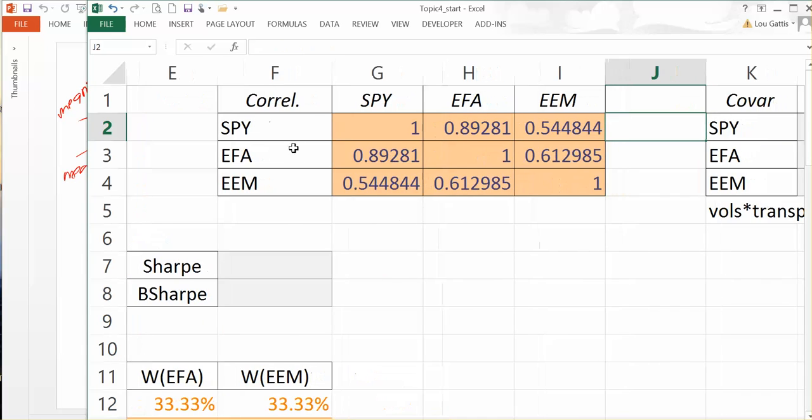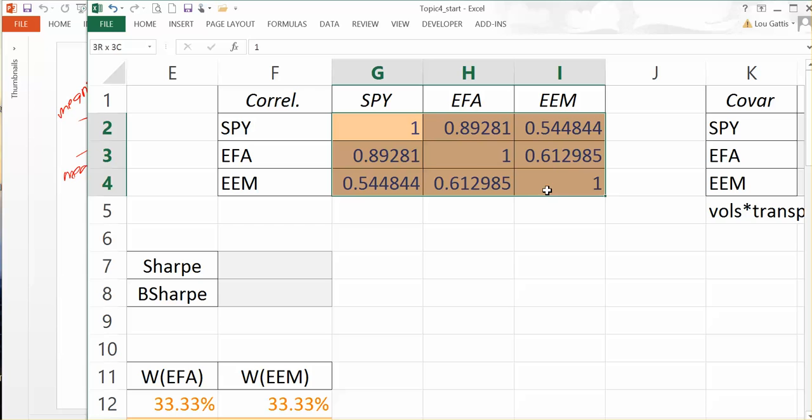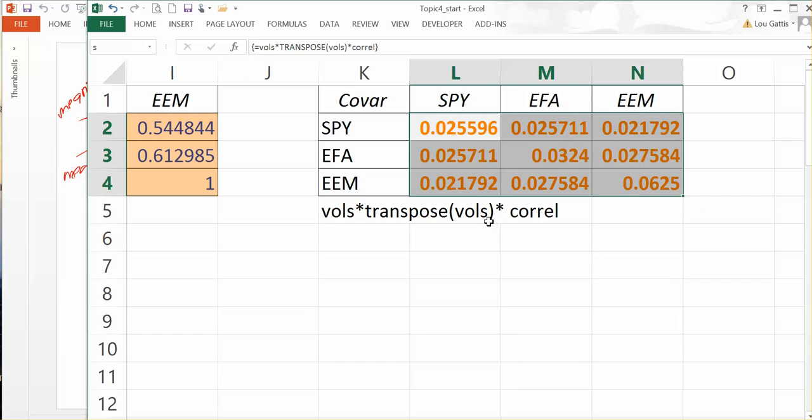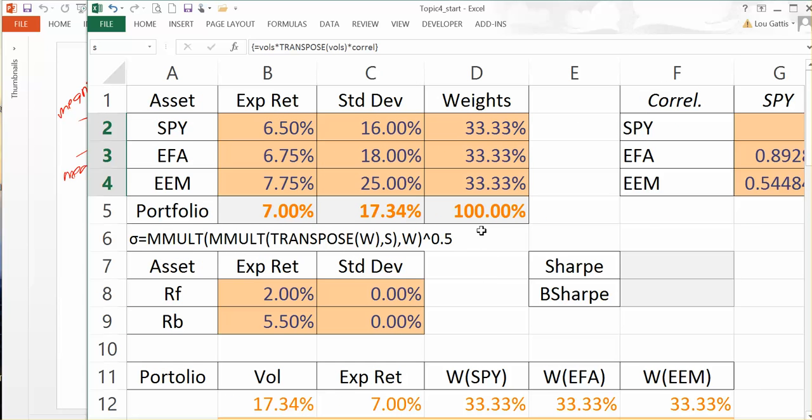I've also used 10 years of SPY, EFA, and EEM correlations. So here are my correlations between SPY and EFA, 0.89, SPY and EEM, 0.54, and EEM and EFA, 0.61. Based on that, I can then calculate a covariance matrix. So these are the covariances between the asset classes. Each covariance is the standard deviation of the two assets times the correlation. So that's my covariance matrix. We covered that again in the last topic.